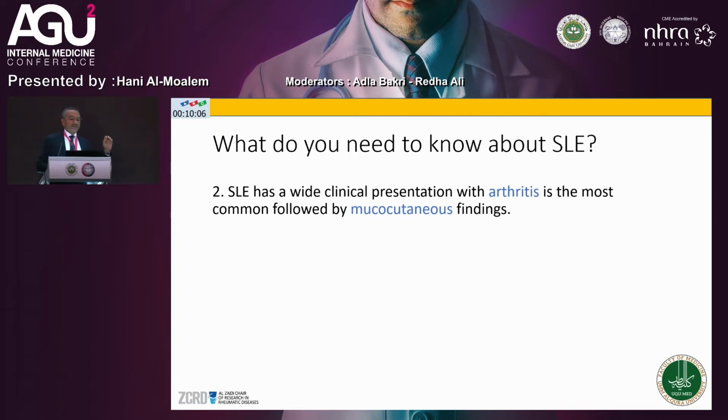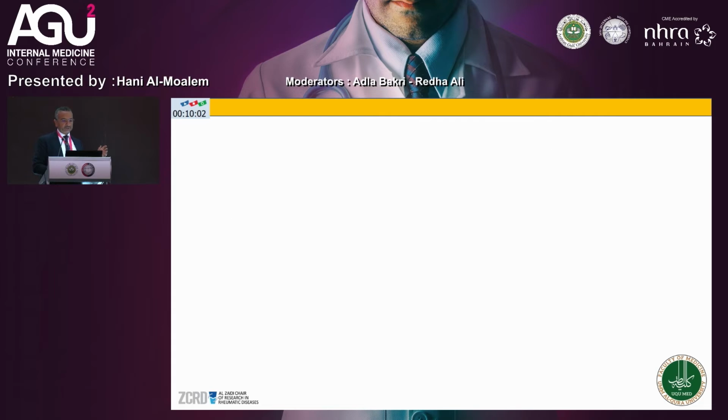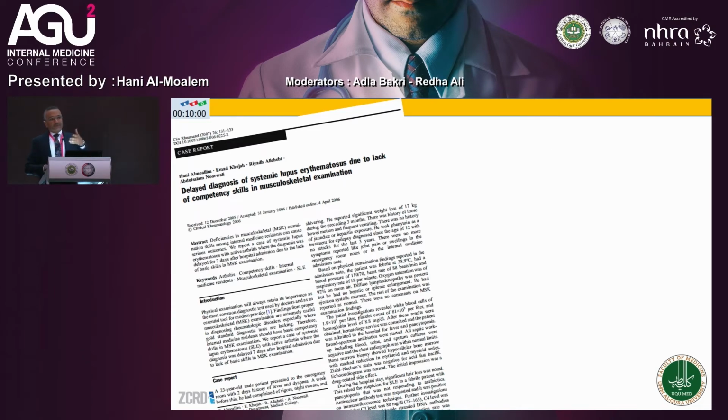Okay, so we have finished the first thing that you need to know. Second thing, SLE has a wide clinical presentation, with arthritis the most common, followed by mucocutaneous findings. I already told you about arthritis as the classical presentation of lupus. And there is a case report from 2007. A patient was admitted to the hospital with fever and pancytopenia, and he remained in the hospital for 7 days without diagnosis.